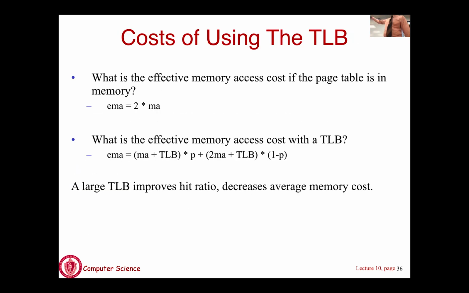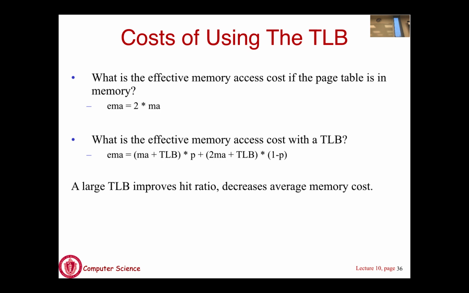I do want to say one thing here before I move on. The 2 expressions there tell you the efficiency of paging without a TLB and the efficiency of paging with a TLB. EMA stands for effective memory access time. Without a TLB, effective memory access time is 2 times the time to access RAM, which is 2 times MA, memory access time. Once you put in a TLB, say the probability of a TLB hit is P. Then memory access time is the time to look up the TLB plus the time to access memory. It's TLB plus MA.